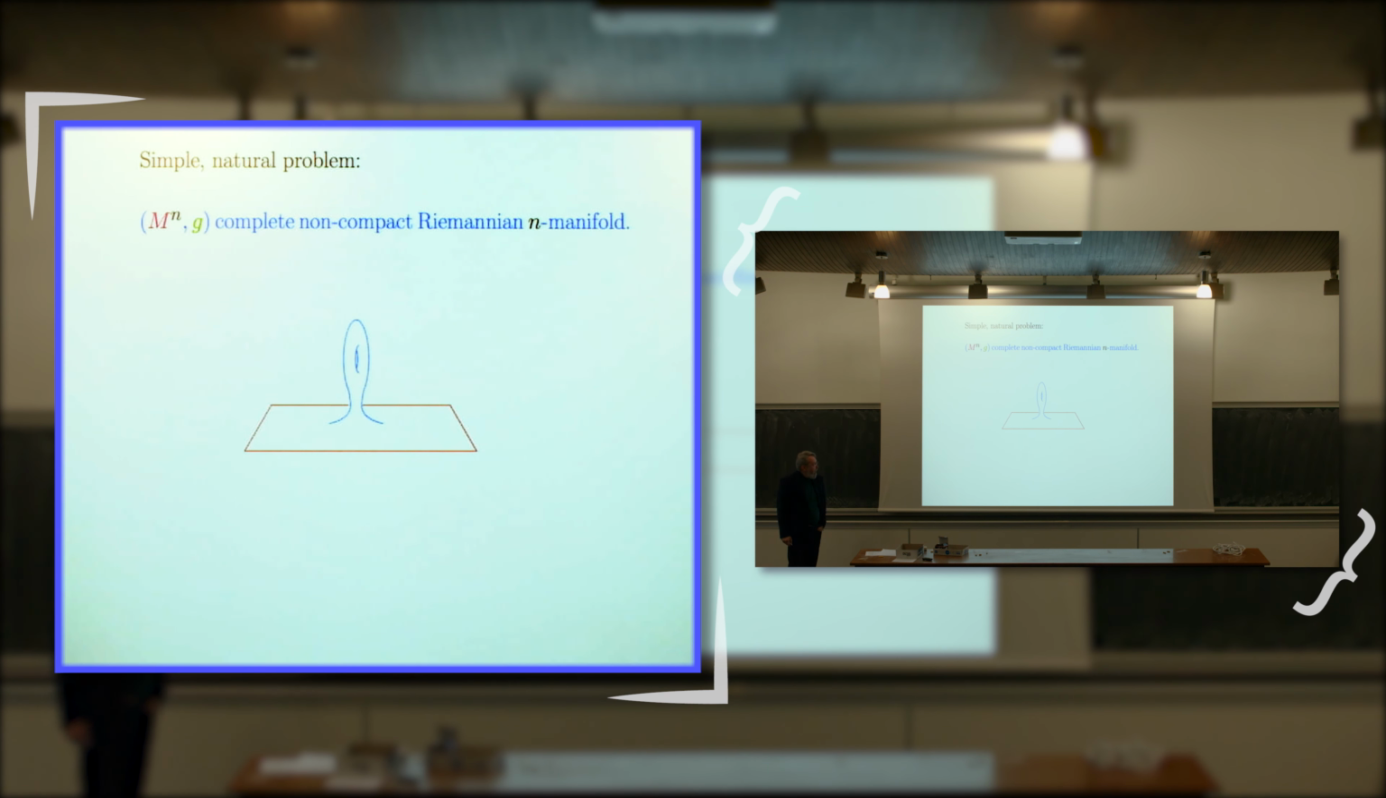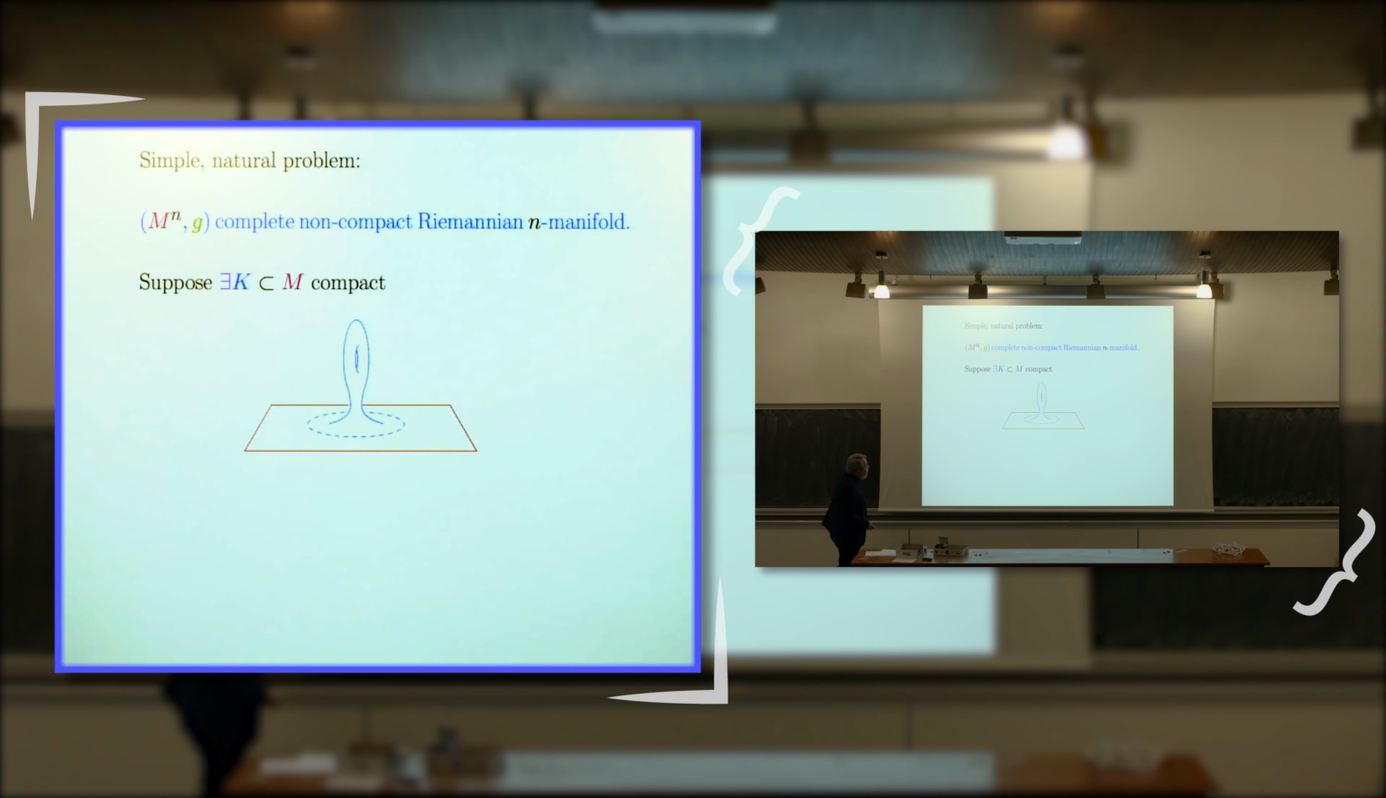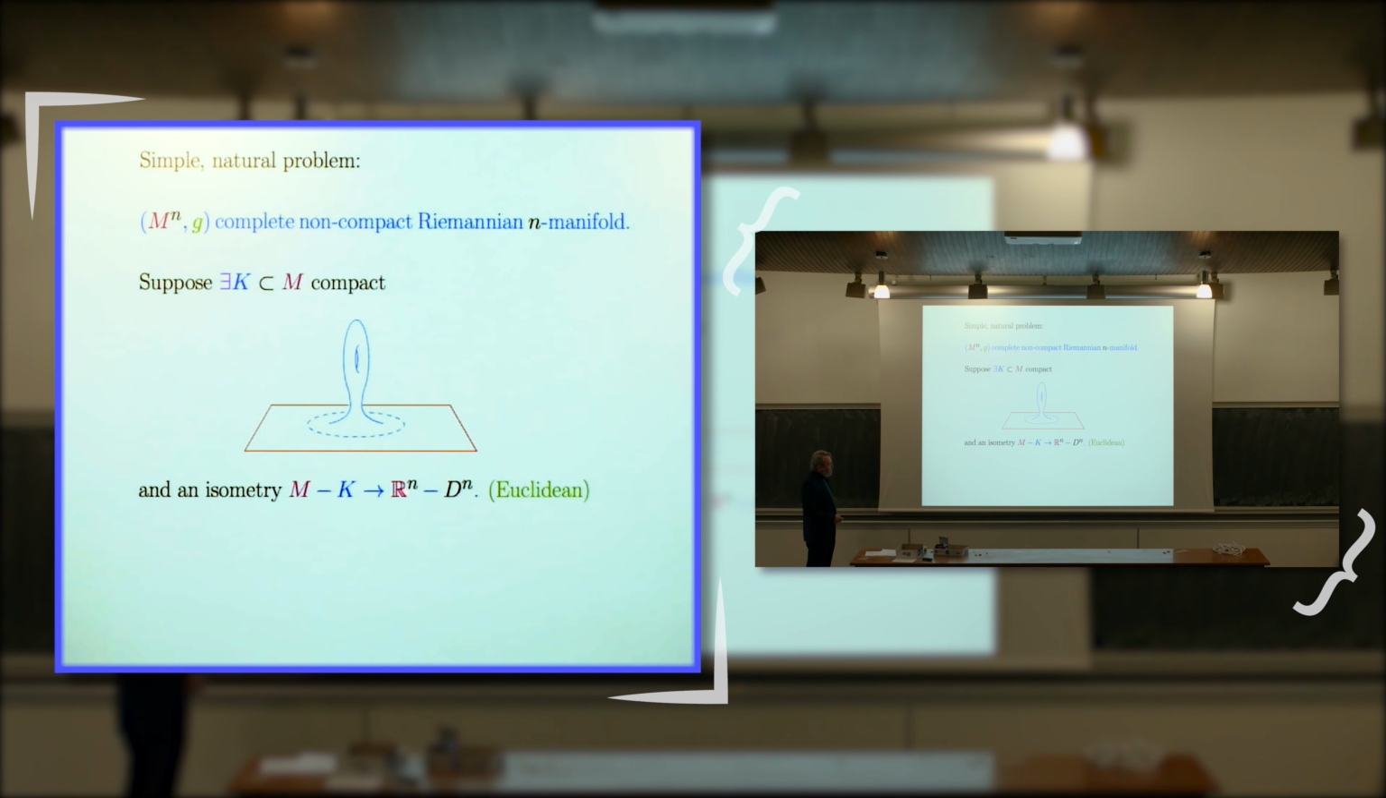So here's a typical example of a problem that's harder than you might think. Suppose we look at a complete Riemannian manifold, complete in the sense of metric spaces. That's also the same as saying that geodesics can be extended to run forever. Suppose you have a non-compact, complete Riemannian manifold of dimension n, and it has the following curious property. Suppose that after you cut out some compact set, it actually looks exactly like Euclidean space minus a ball.